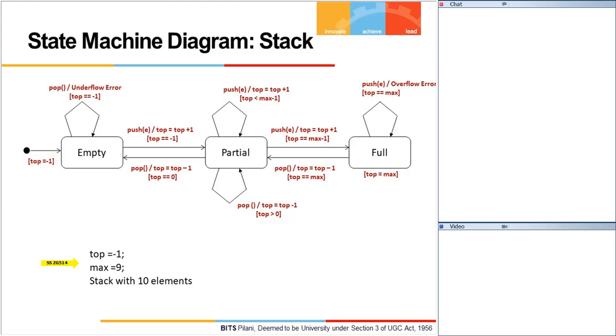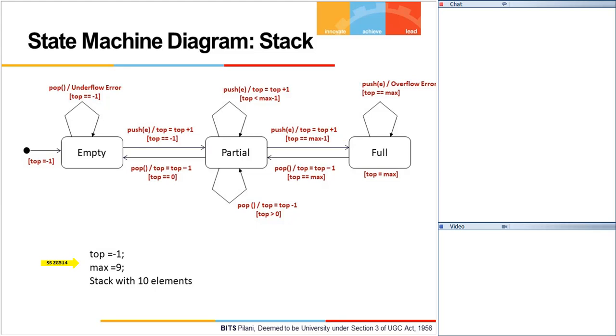The assumptions are that the top of the stack is initialized to -1. My max is equal to 9, so there can be a total of 10 elements moving from 0 to 9. Okay, so there are a total of 10 elements. Stack can have 10 elements.